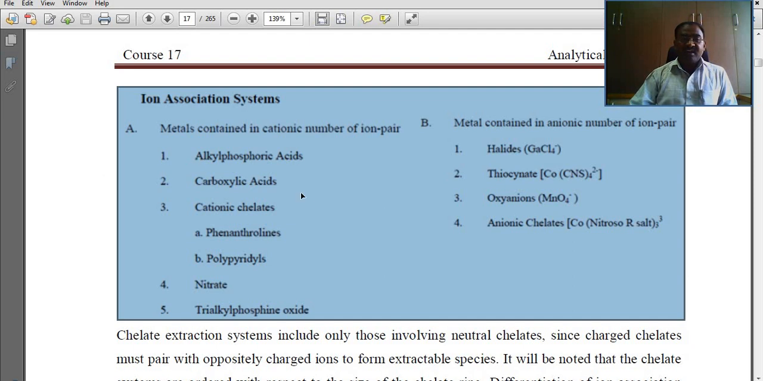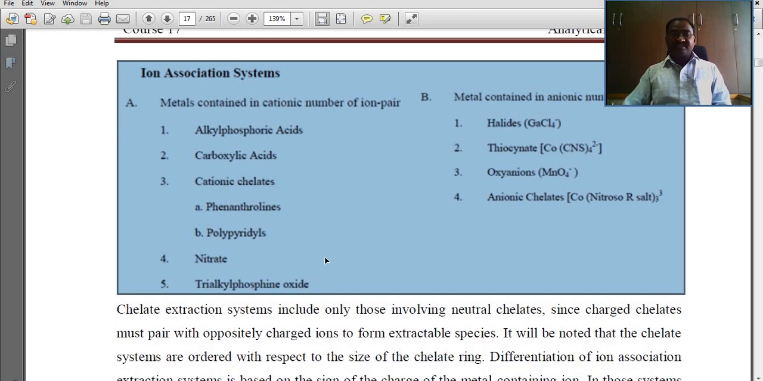These are ion association systems. In those with the metal contained in a cationic member of the ion pair, there are alkyl phosphoric acids, carboxylic acids, cationic chelates, nitrate, and trialkyl phosphine oxide. In those with the metal contained in an anionic member of the ion pair, there are halides, thiocyanate, oxyanions, and anionic chelates. These are some examples regarding ion association systems.